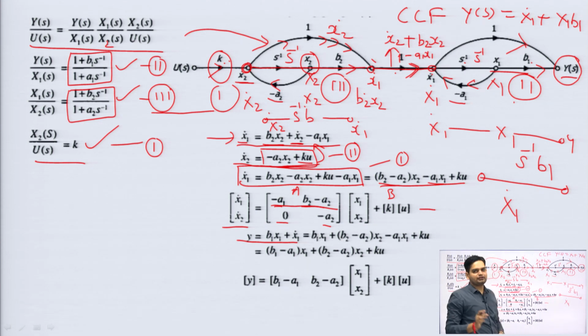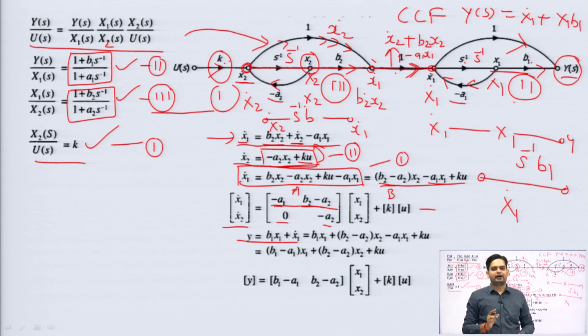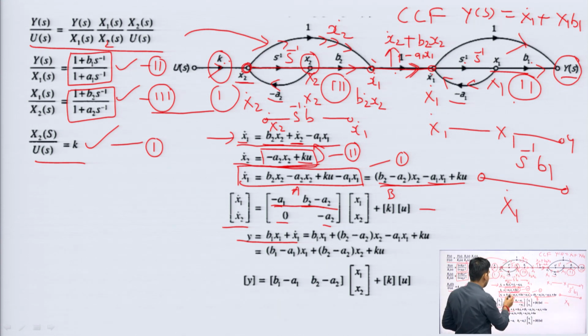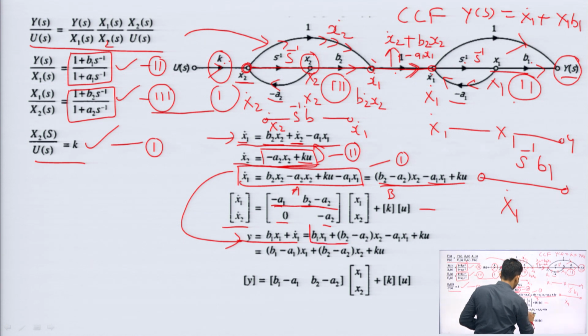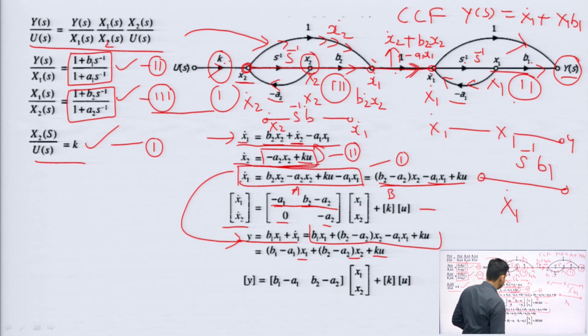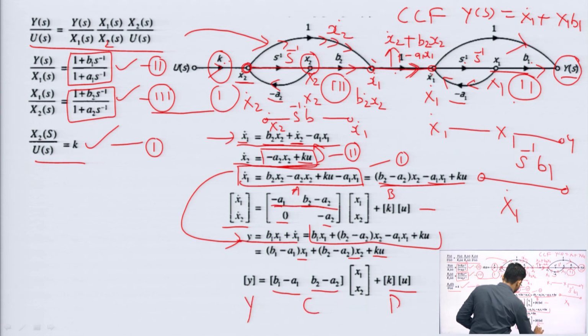Again, for the state variable I have to keep my derivative part on the LHS. So, I will put the value of x1 dot from this expression into y, and after doing that this would be my expression. Now, I will separate it out in terms of x1 and x2, and this will come. So, here the x1 coefficient is b1 minus a1, the x2 coefficient is b2 minus a2, and plus ku. So, this is making my y matrix, this is my C matrix, and this is my D matrix.